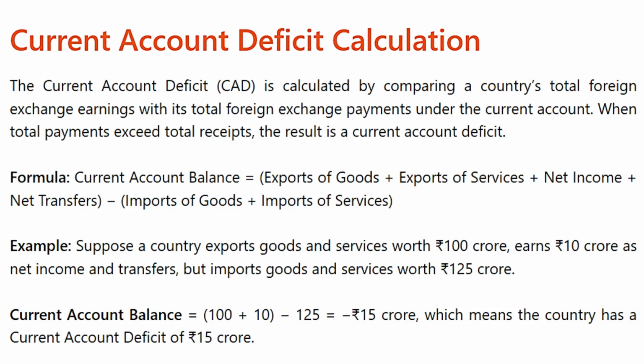Example: suppose a country exports goods and services worth 100 Indian rupees crore, earns 10 Indian rupees crore as net income and transfers, but imports goods and services worth 125 Indian rupees crore. Current account balance equals 100 plus 10, minus 125, equals minus 15 Indian rupees crore, which means the country has a current account deficit of 15 Indian rupees crore.